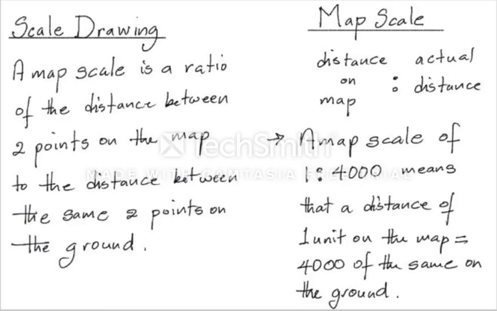So what is a map scale? A map scale of 1 to 4,000 means that a distance of 1 unit on the map is equal to 4,000 of the same units on the ground. So for example, 1 centimeter on the map would represent 4,000 centimeters on the ground. All right.